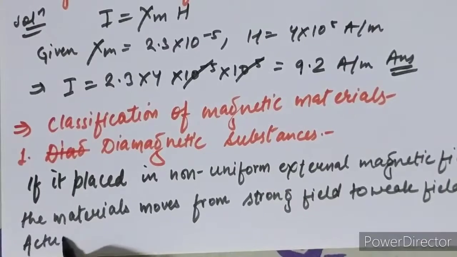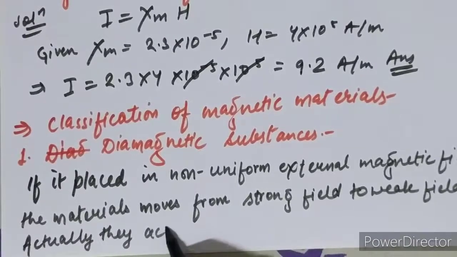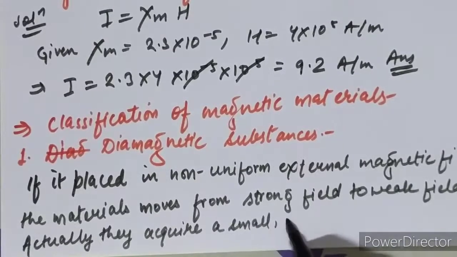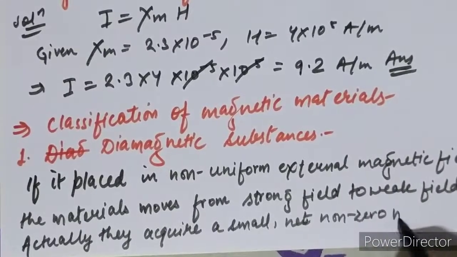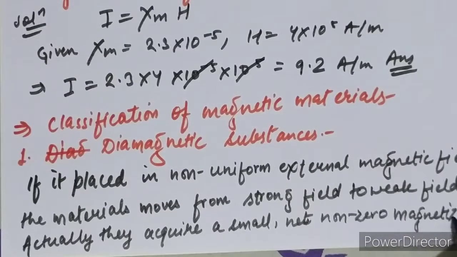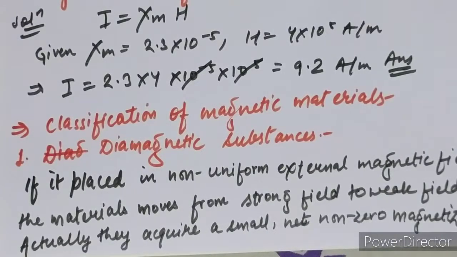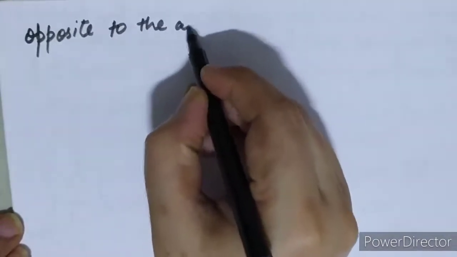Actually, they acquire a small net non-zero magnetization, which is opposite to the applied field.